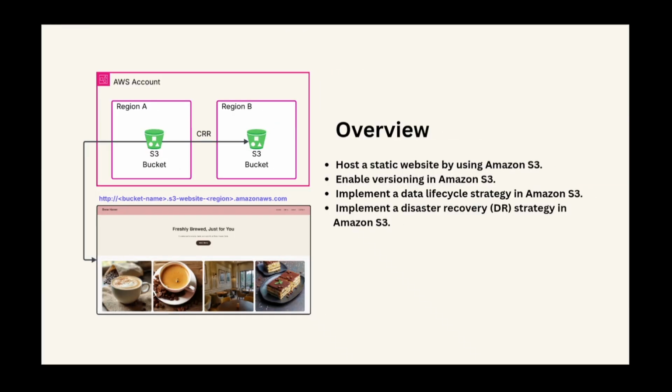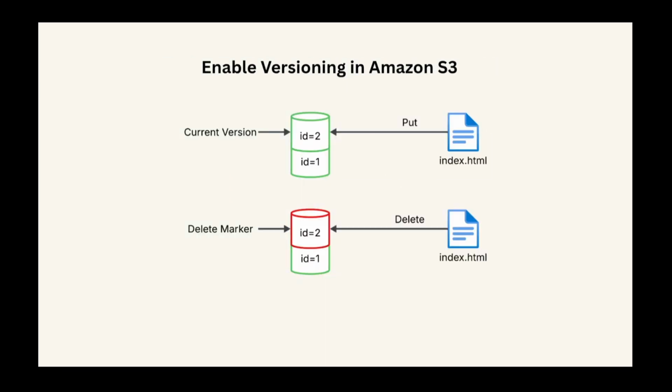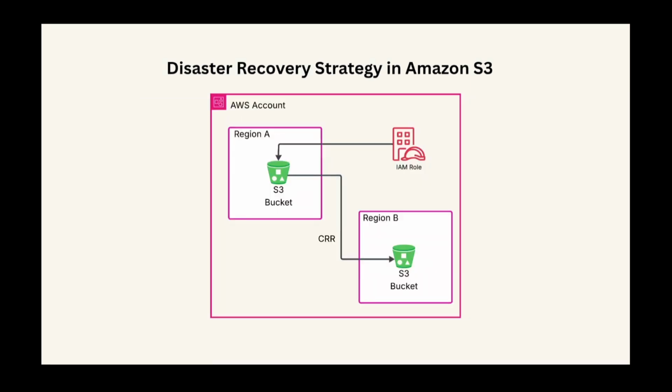In this video, we explored S3. We learned 4 things. Host a static website by using Amazon S3. Enable versioning in Amazon S3. Implement a data lifecycle strategy in Amazon S3. And implement a disaster recovery strategy in Amazon S3.